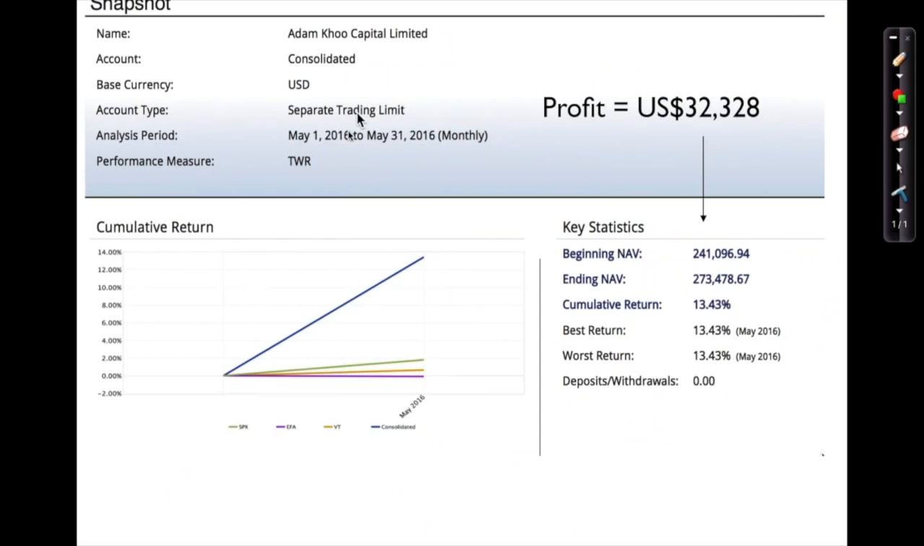So this is 1 month of trading in one of my accounts, and you can see on an average month, it's about 13.43% return. And this is only risking 1% of my capital. 1%, that's it. I'm a pretty conservative trader.